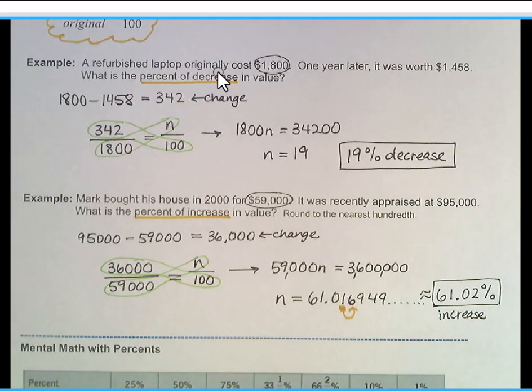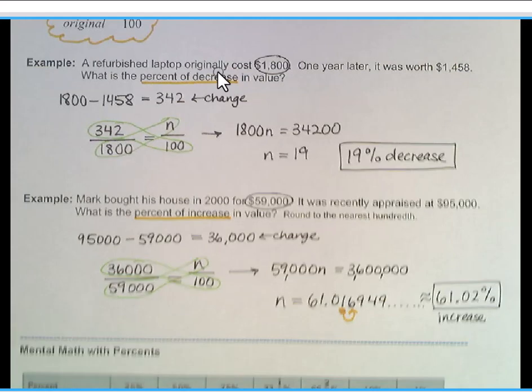So sometimes you have to round, you just follow the instructions in the problem on how to round. So that was about a 61% increase. That's a pretty substantial increase in the value of his home. So that's how you do percent change. Make sure you know the formula.